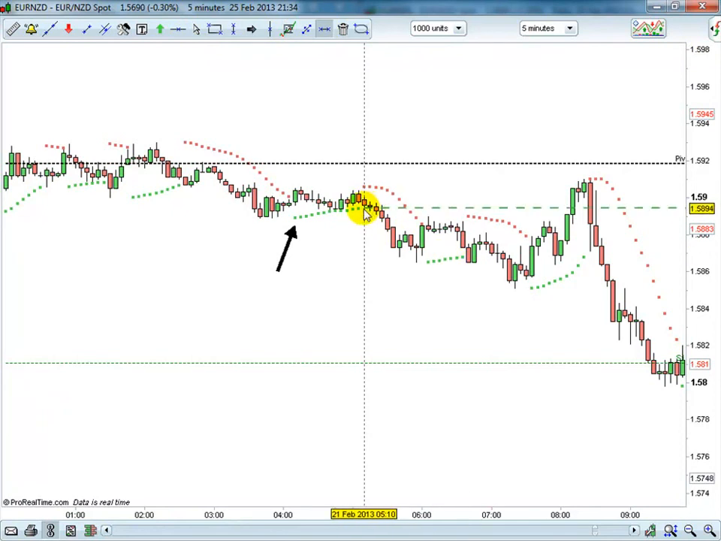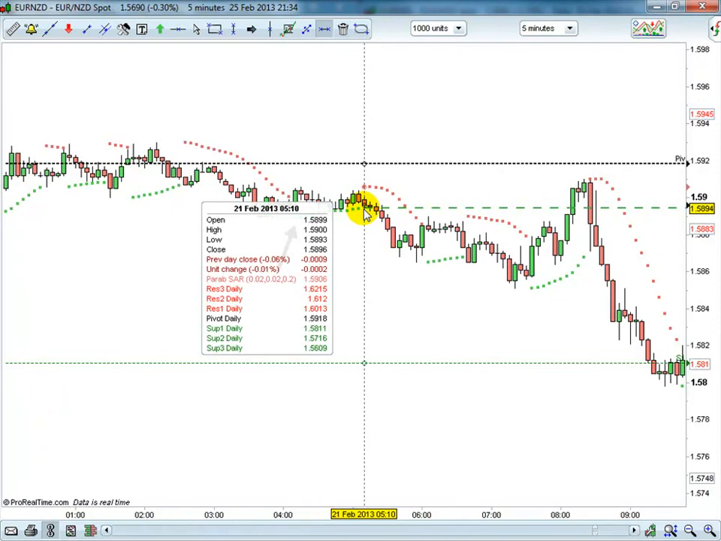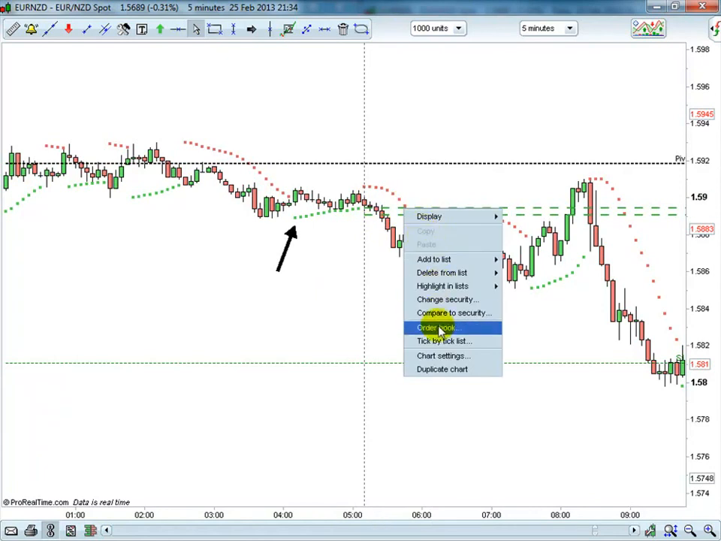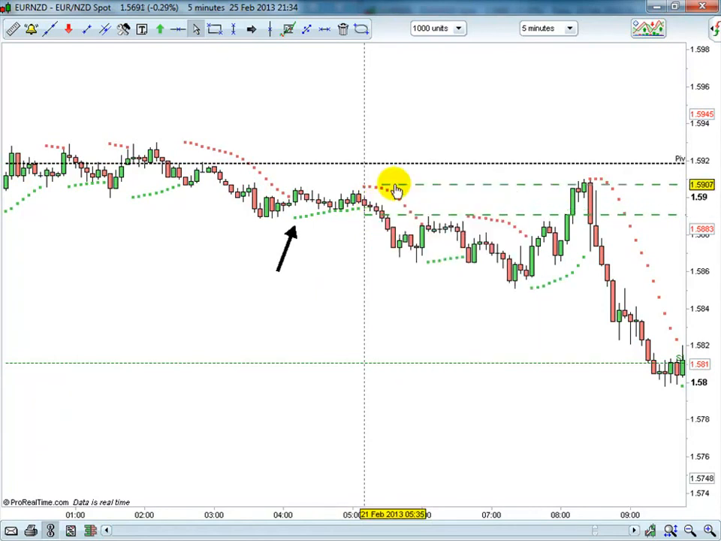Okay, so the parabolic reversal price, 158.94. I'm going to assume a 3 pip stop, so I'm effectively in short 158.91. And I'm going to put my stop 20 pips above, which is right here.